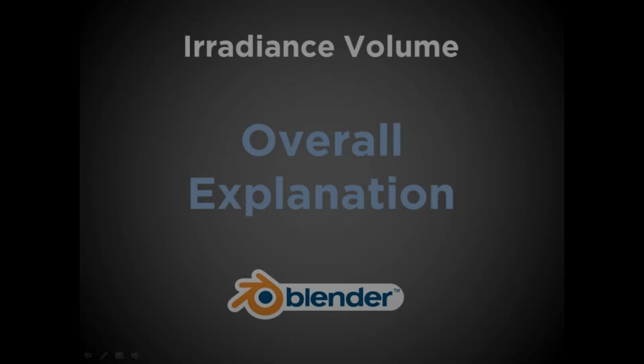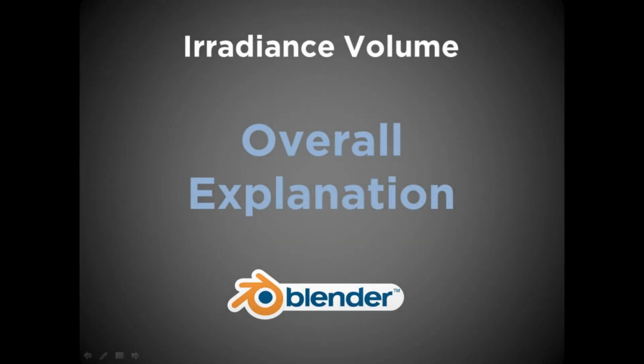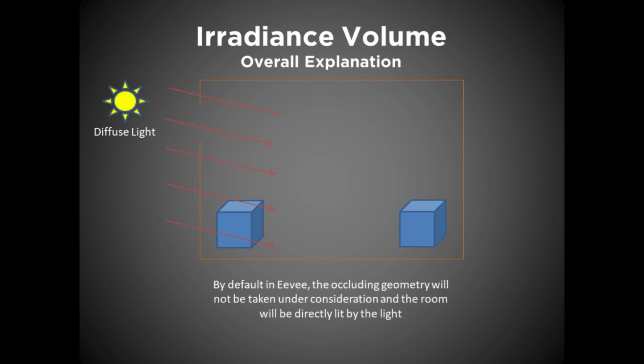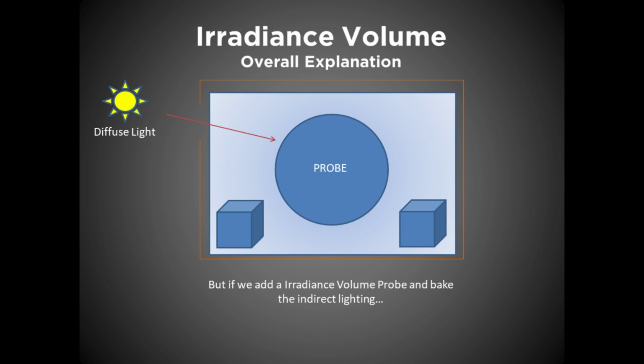So first, let's define what irradiance volume is. Let's imagine we have a small room with a window from where the light will come in. By default, in Eevee, the occluding geometry will not be taken under consideration and the room will be directly lit by the light. But if we add an irradiance volume probe and bake the indirect lighting, the probe will capture the diffuse lighting in order to light the objects that are inside its volume with indirect light bounces.